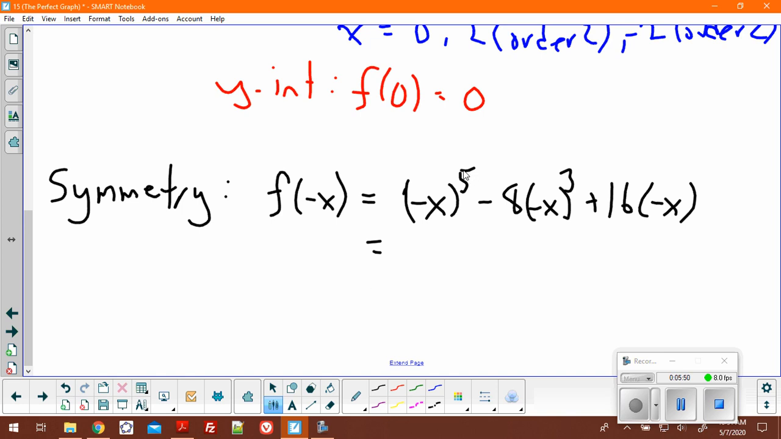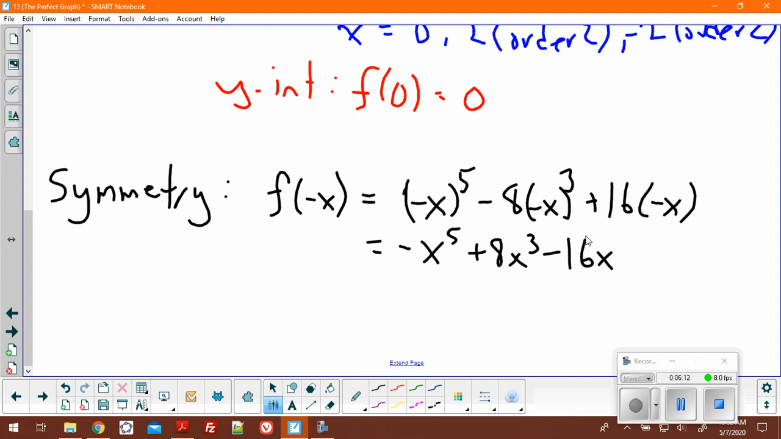Okay, when I run through the exponent on this, I have 5 negatives in a row, so it becomes negative x to the 5. Same idea here. I'm going to have 3 negatives multiplied, so that multiplies with a negative 8, so I have positive 8x cubed and minus 16x.